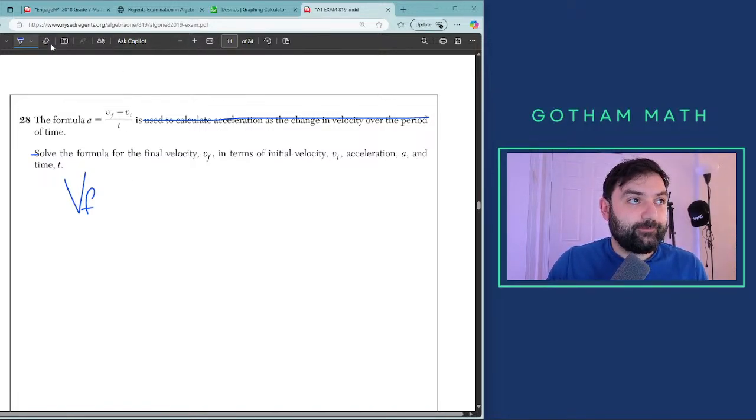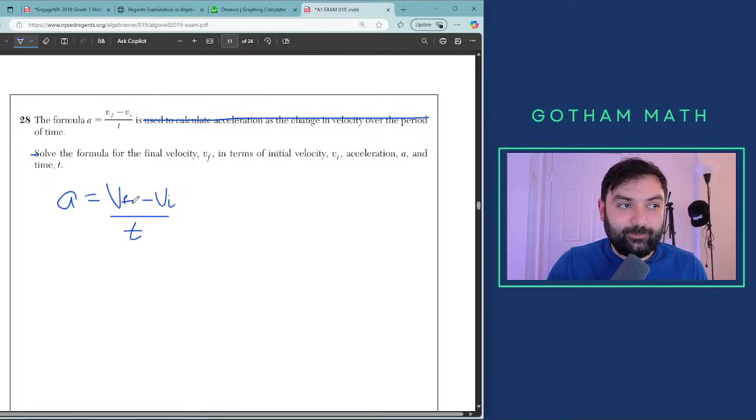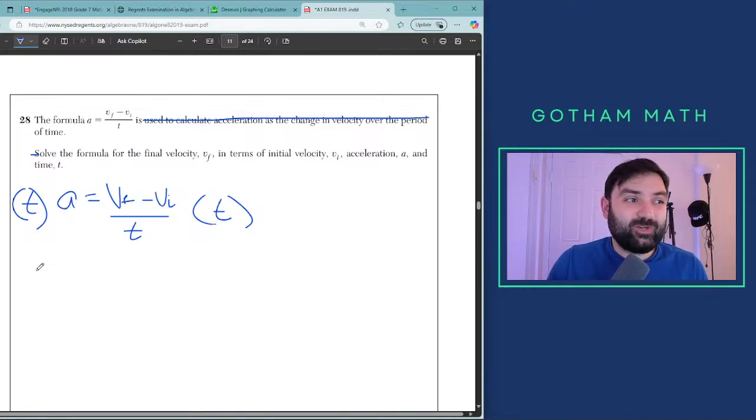So how are we going to do this? I'm going to rewrite this equation. It's A equals VF minus VI over T. So in order for me to free the VF, the first thing that I'm going to do is multiply both sides of the equation by T, thus killing the fraction. Times T on both sides. So it's going to be TA or AT, however you want it, doesn't matter, equals, and now the T that we're multiplying by cancels with the T on the bottom. So now it's going to be VF minus VI.